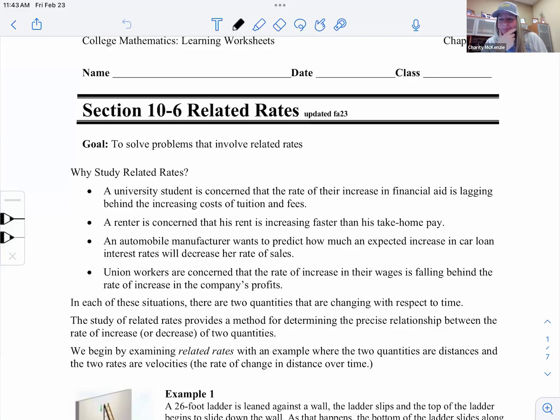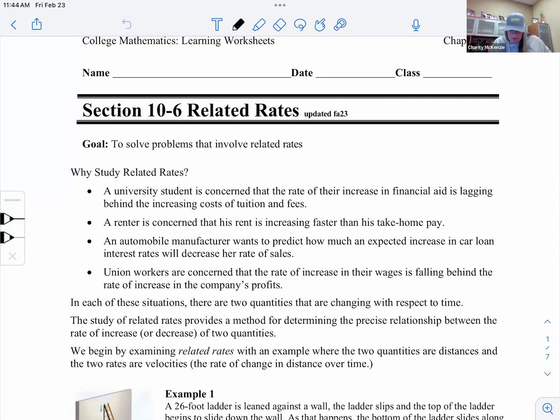So why are we learning this implicit differentiation from 10.5? Here is the application part. What if I wanted some related rates and I want to be able to solve them? So look at what we're going to cover for business: what if you're a university student concerned that the rate increase in financial aid is lagging behind the increase in tuition and fees? So you have this financial aid kind of stagnant that's not moving up very fast, but then the tuition and fees are going higher. So those are related rates that we might want to look at in more detail.